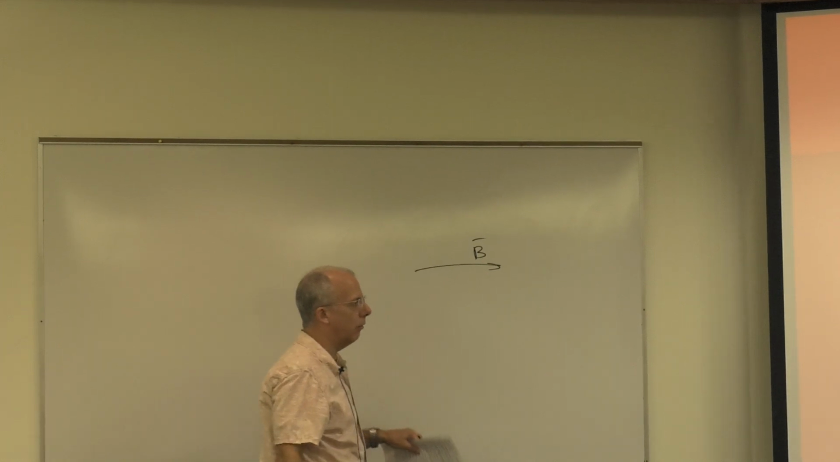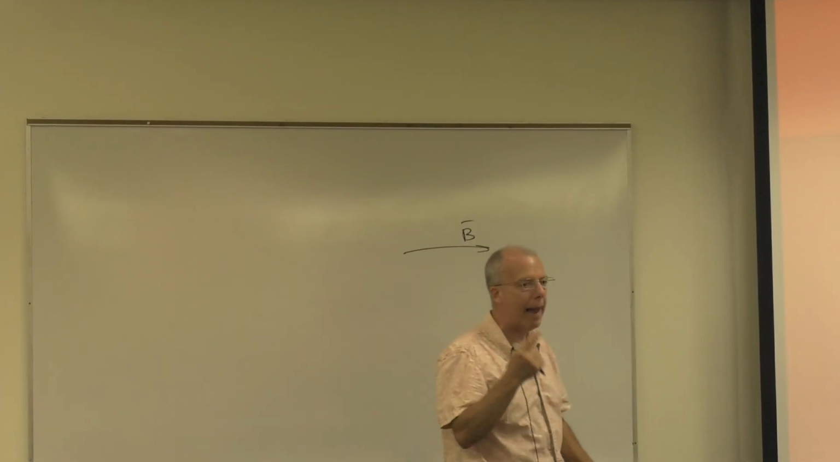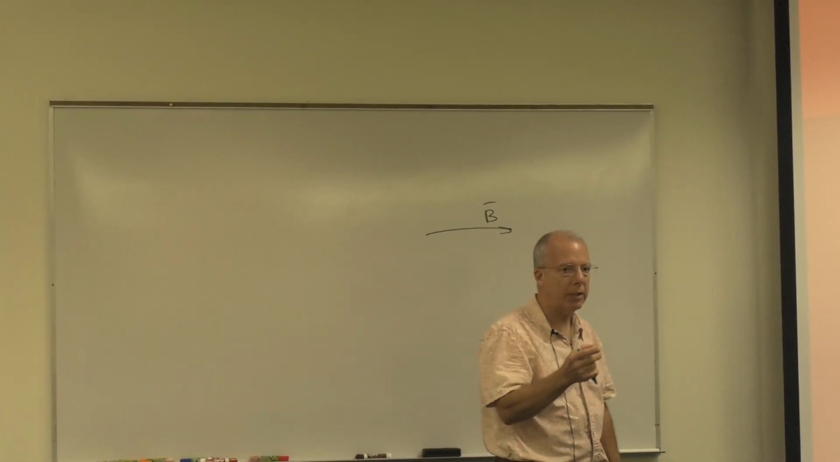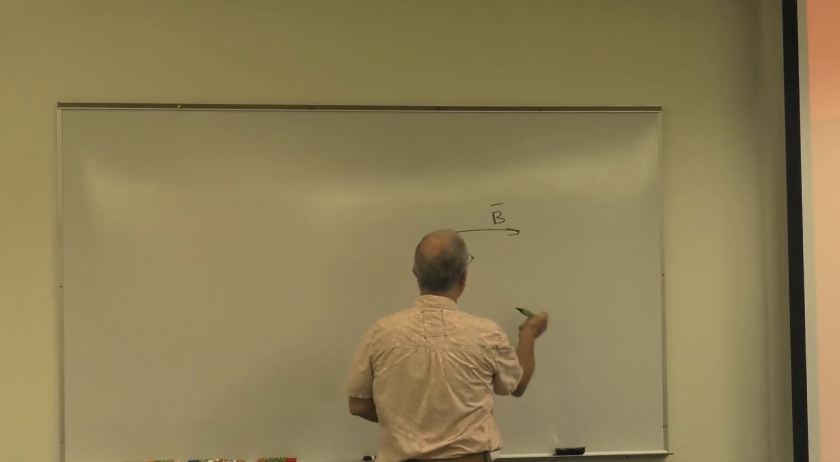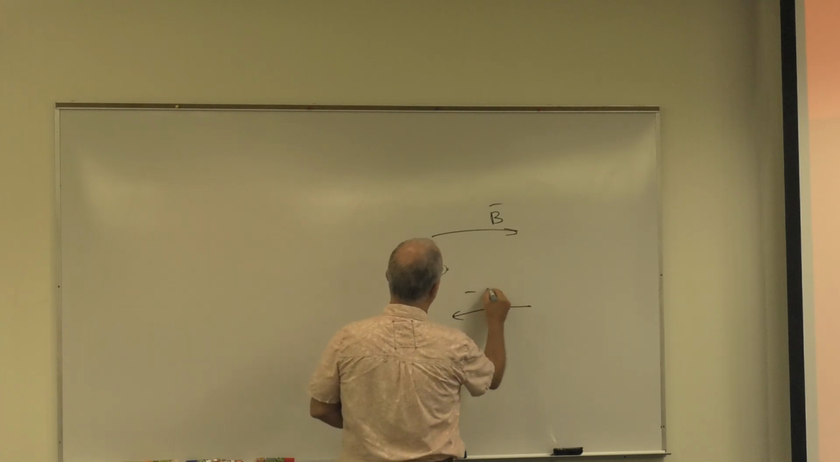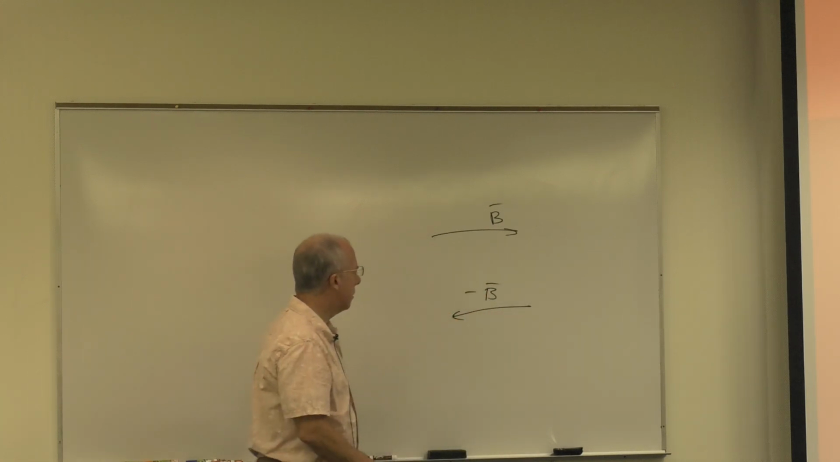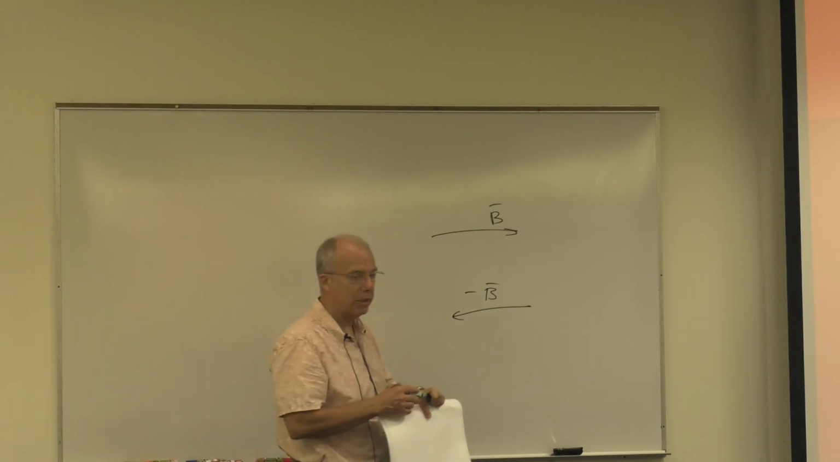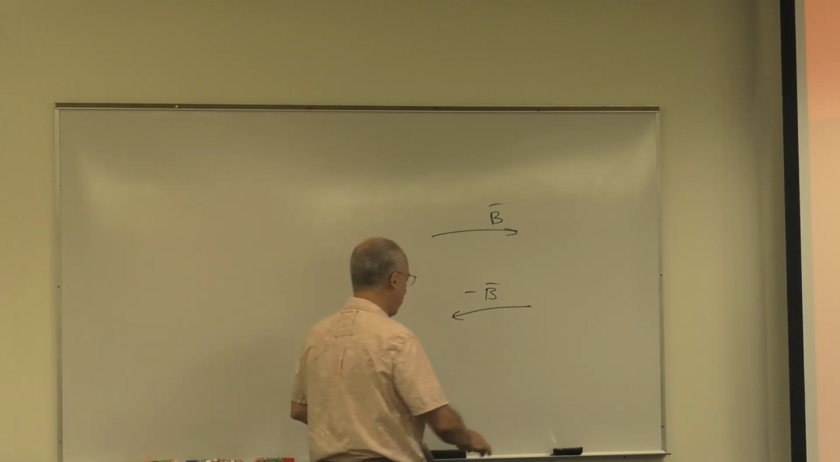Well, what do you mean negative? Well, remember, magnitude and direction. So if you have a negative, it just means it's the opposite direction. So if that's B, that's negative B, okay? It's supposed to be the same magnitude. I don't know if it is enough, but close enough. In opposite direction. That's what we mean by negative B.